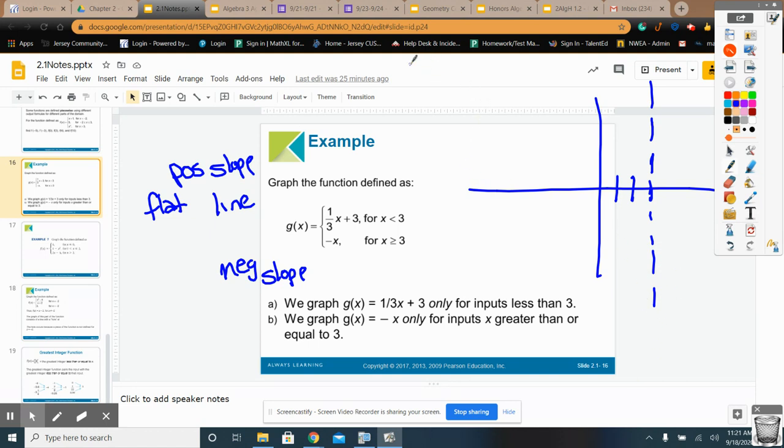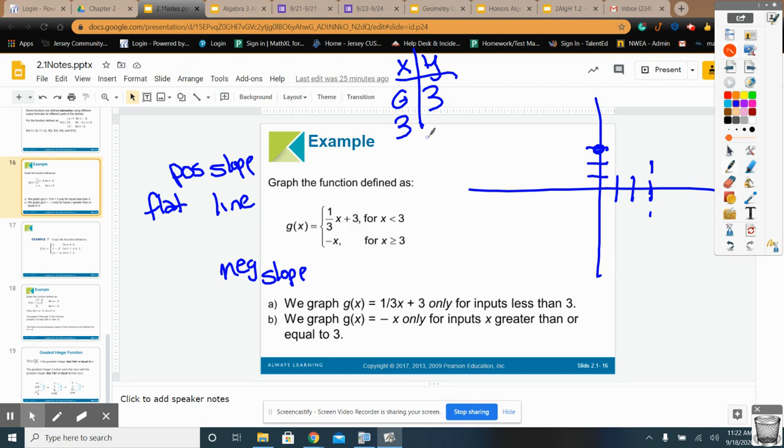So what I like to do is make an XY table. I'd like to pick some values in here. I know it's going to be a line. I really only need to pick 2 values, and I can graph that piece in that area. And then at the end, I can just erase my dots. So let's pick 0. 0 is less than 3. What's 1/3 times 0? 0. 0 plus 3 is 3. So (0, 3) is on that line. I can't plug in 3 even though that will be my boundary. So I could plug in 3, but I would put an open circle there. 1/3 of 3 is 1.